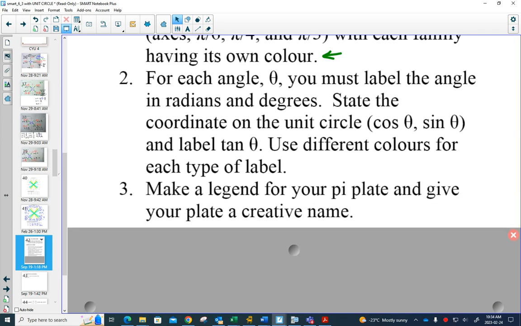Then on the back, you will have a legend explaining your color coding, what colors you used and why for each thing, and you will have to give your pi plate a creative name. So this one, the person called it pie face. In fact, if you look on the back, you can see that they painted a blueberry pie with a piece taken out. Can you see that?